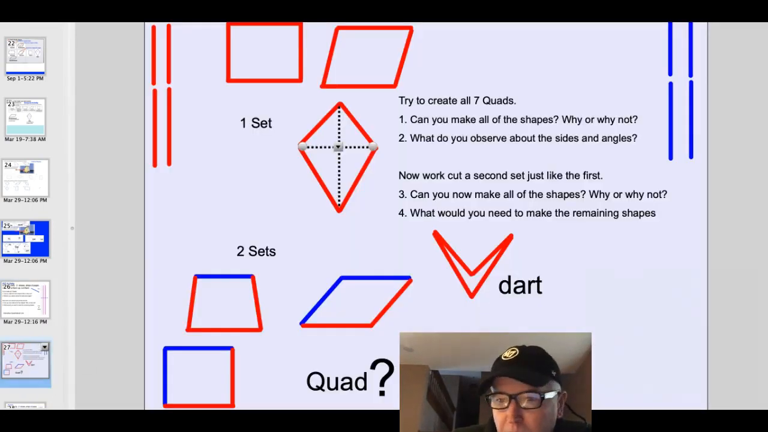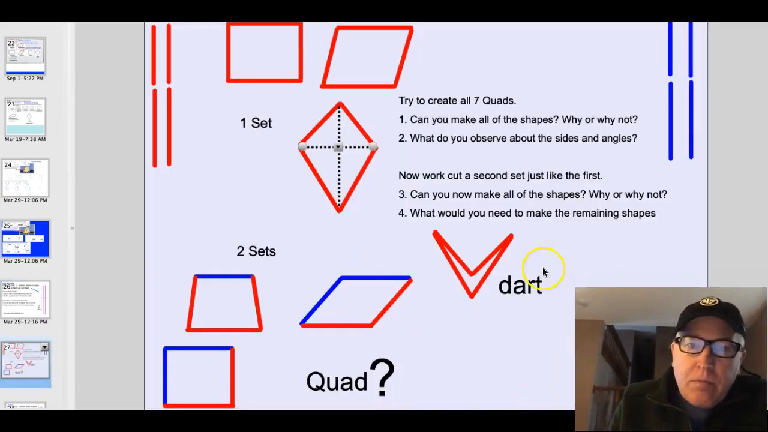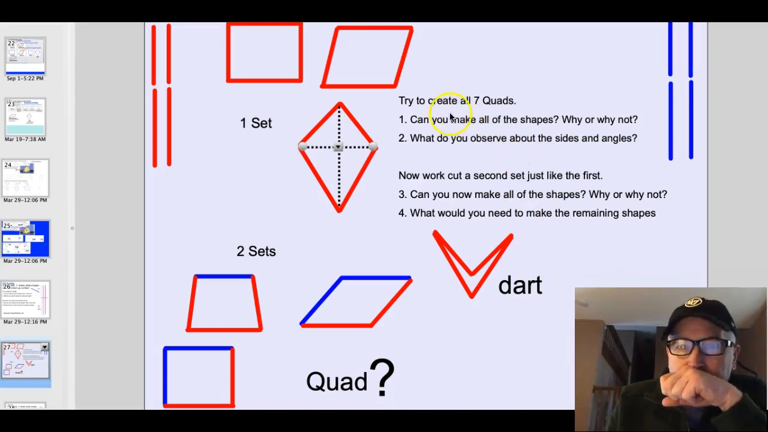Here are the answers to that activity. Well, trying to create all 7 quads, can you make all the shapes with just one set? Why or why not? Well, you could make a rectangle, you can make a parallelogram, you can make a kite.